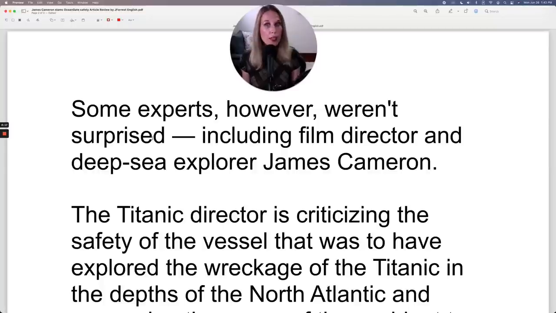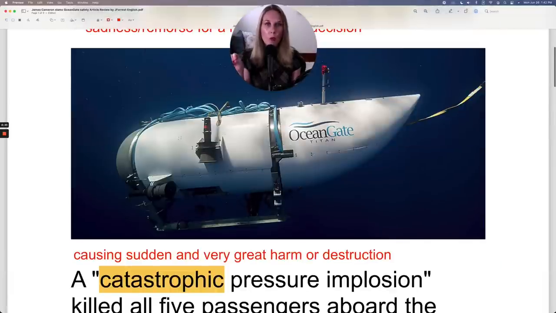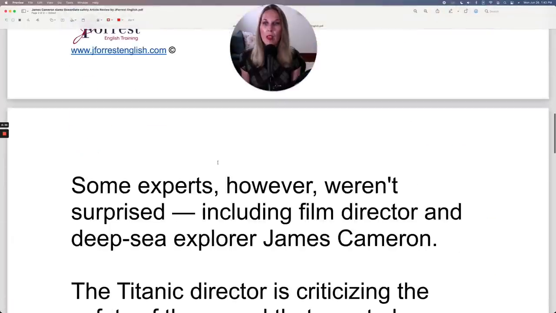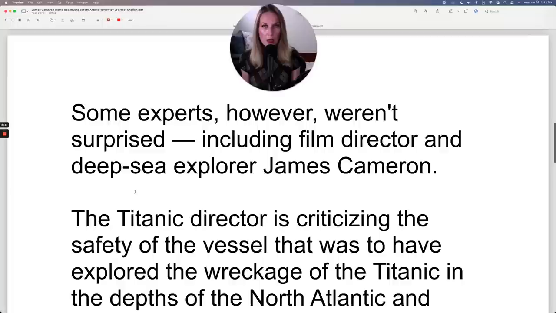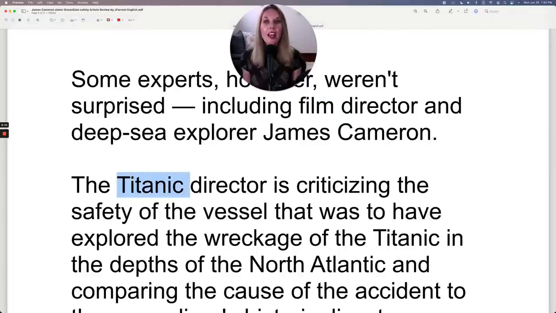So they weren't surprised when they found out that the mystery was that the submersible imploded, that it wasn't just lost or taking a detour. That's the reason why it couldn't be found. It couldn't be found because it had, in fact, imploded. Some experts, however, weren't surprised, including film director and deep sea explorer James Cameron. Does this name sound familiar to you? Do you know which famous film he directed? Well, they say it right here, the Titanic director. So James Cameron was the director of the Titanic.